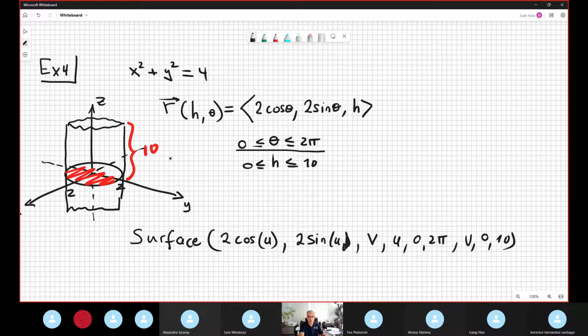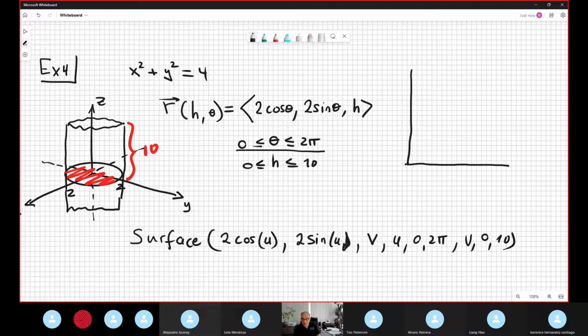Okay, when you are doing this in GeoGebra, you see an elegant, super elegant cylinder, a circular cylinder along the z-axis, and of course the height is 10. Makes sense? Very, very important for me.